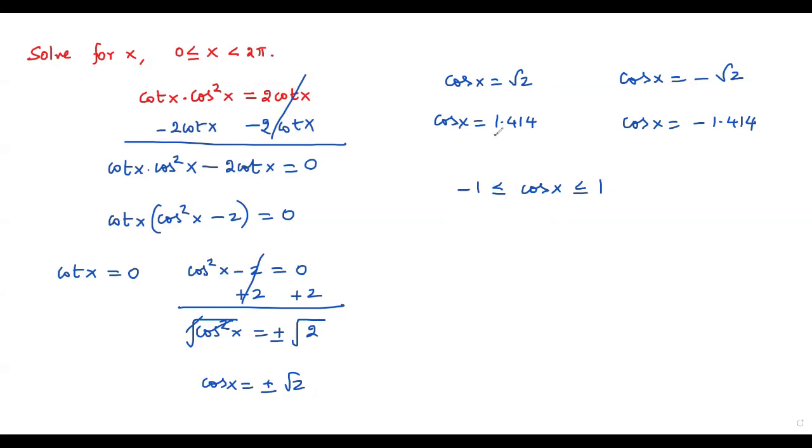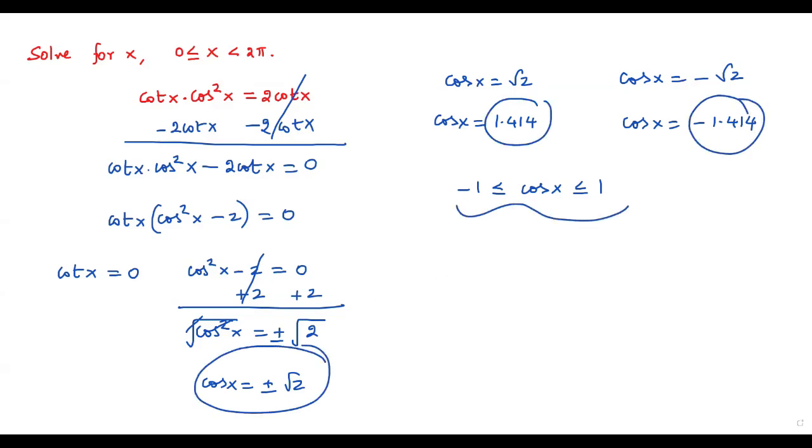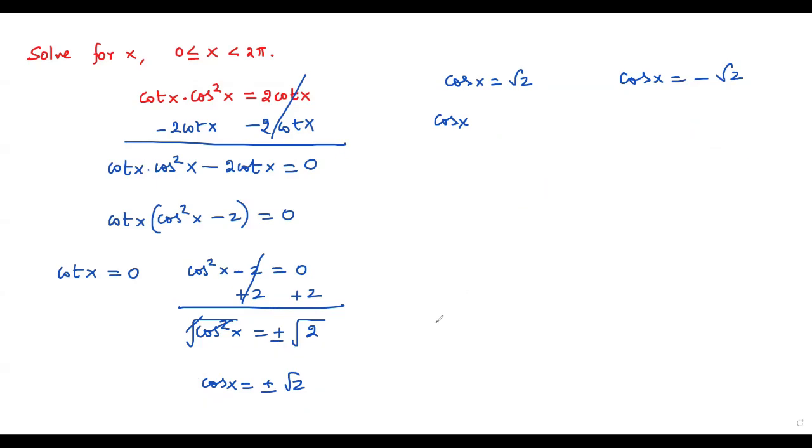But the two values which we get over here for cosine x are out of this range, negative 1 to positive 1. Since both the values are out of this range, there is no solution for this equation, that is cosine x equals to positive or negative square root of 2. Okay, let me erase the stuff over here. So for this equation, no solution, because the value we get for cosine x is out of the range.